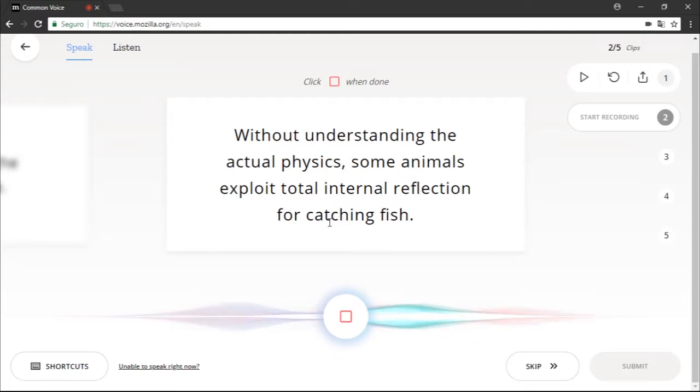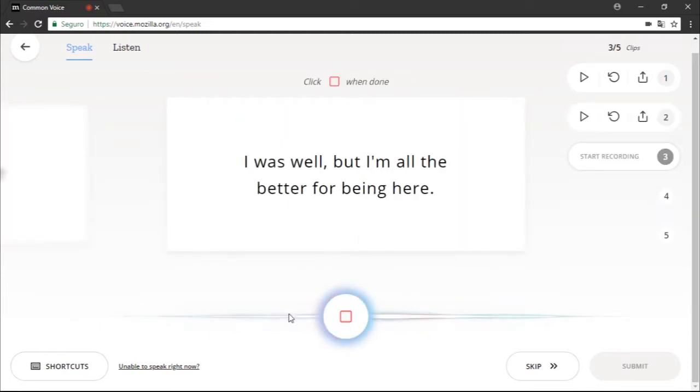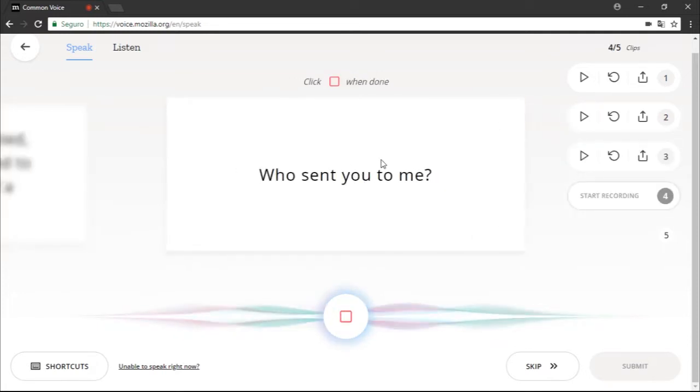Without understanding the actual physics, some animals exploit total internal reflection for catching fish. Okay, that's hard. I'm gonna try it later.